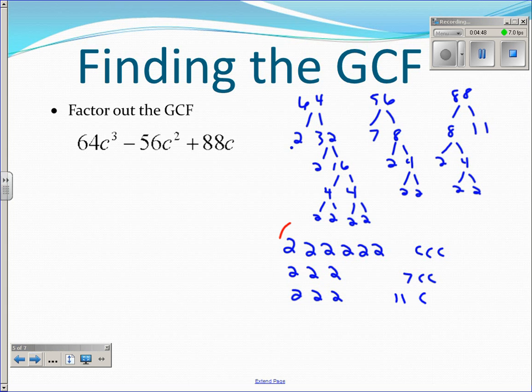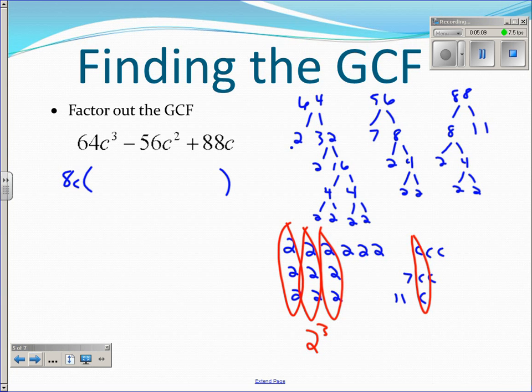So what do we have in common in all 3? We have 3 2's and a C. So what do we need to do with those 3 2's? We can do 2 times 2 times 2, or 2 cubed. 2 cubed is 8. So my GCF is 8. And then don't forget about our C. What's left? 2 times 2 times 2.